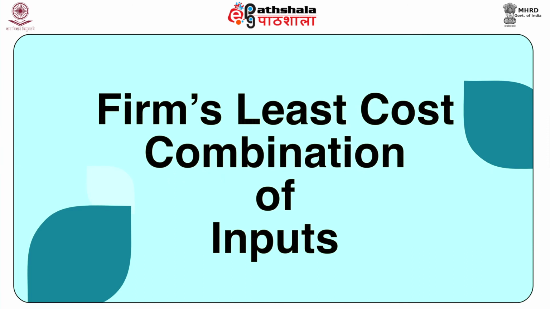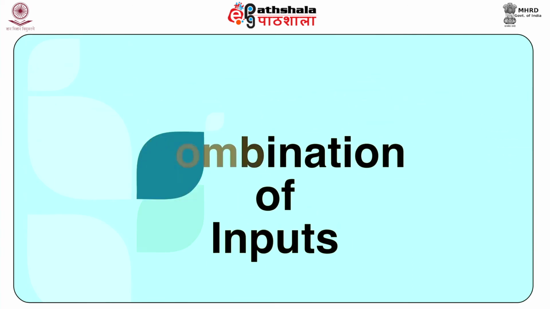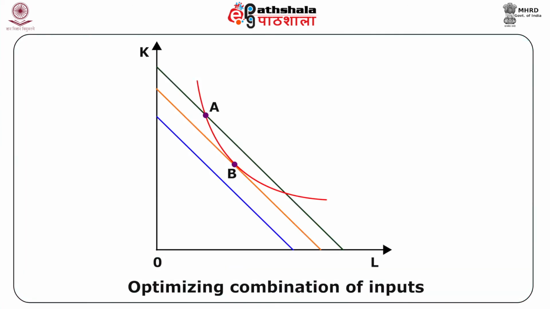The next section is a firm's least cost combination of inputs. A firm has to decide upon the profit maximizing combination of inputs or least cost combination of inputs given its total outlay or budget. Suppose the prices of inputs are: wage rate equals rupees 250 and rent equals rupees 500. A manager wants to produce 100 units of output. He needs to find the least cost combination of the inputs.